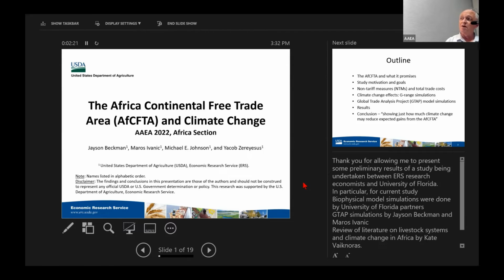But before I go, I just want to mention the contributions of the co-authors on this work. Jason Backman and Maros, I'm glad you walked in the door. Just in case there are questions on GTAP, I might reach over to you. Both Jason and Maros have been very involved in the GTAP work and the simulations. And Jakob is working with us on food security, and he's here helping moderate. Of course, these findings and conclusions are those of the authors and should not be construed to represent any official USDA or US government policy or determination, and of course the work is supported by ERS.